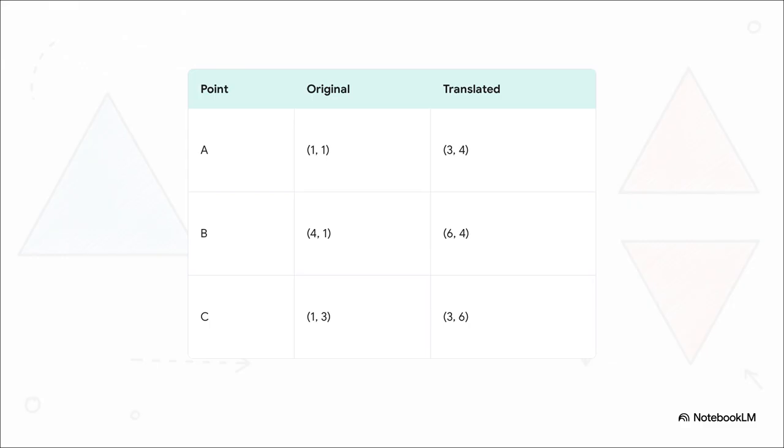So for point A at (1, 1), we add 2 to the x, getting 3, and add 3 to the y, getting 4. We repeat that exact same arithmetic for points B and C. The entire shape just smoothly slides up and to the right, keeping its exact dimensions perfectly intact.